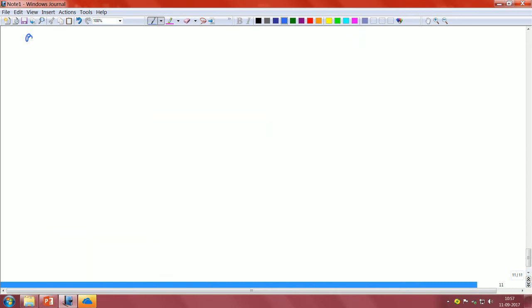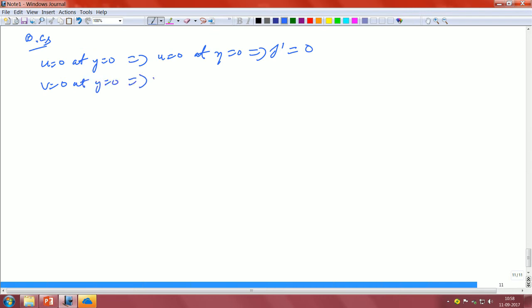So, the boundary conditions will be: u equal to 0 at y equal to 0 leads to u equal to 0 at eta equal to 0, leading to f' is equal to 0. v equal to 0 at y equal to 0 leads to v equal to 0 at eta equal to 0, leads to f equal to 0. u equal to U infinity at y goes to infinity leads to f' as eta progresses to infinity is equal to 1. These are the sets of boundary conditions that you have.